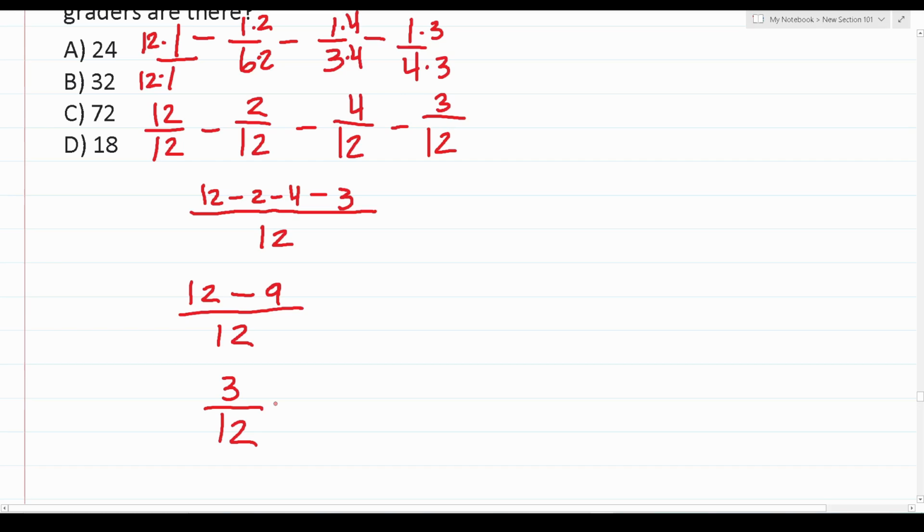Well, as it happens, we can also simplify 3 over 12 since 12 and 3 have a common factor of 3. 3 goes into 3 one time. 12 divided by 3 is 4. So 1/4 of the students, we can say with confidence now, are in second grade.